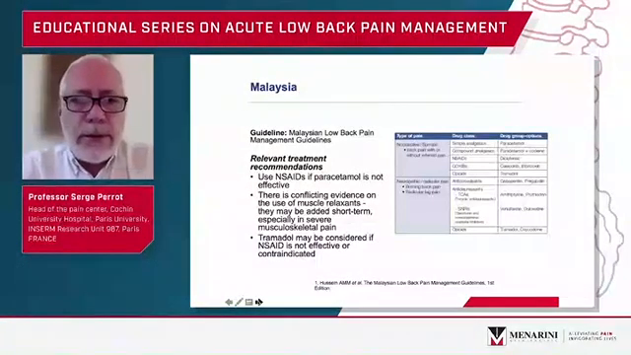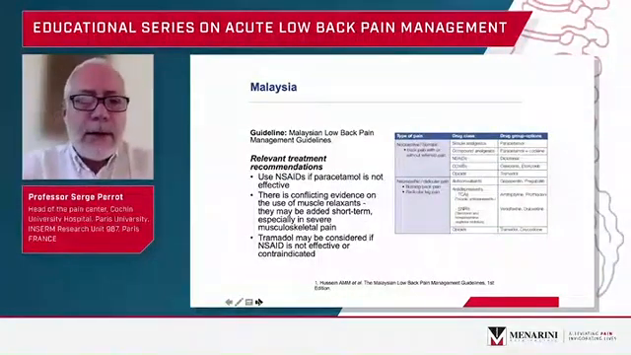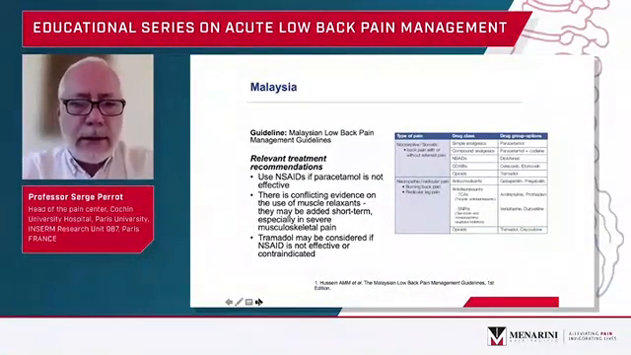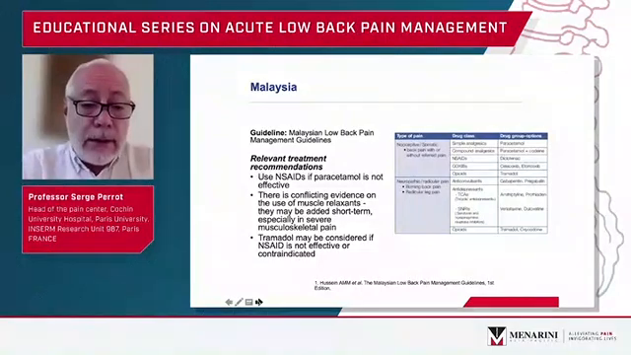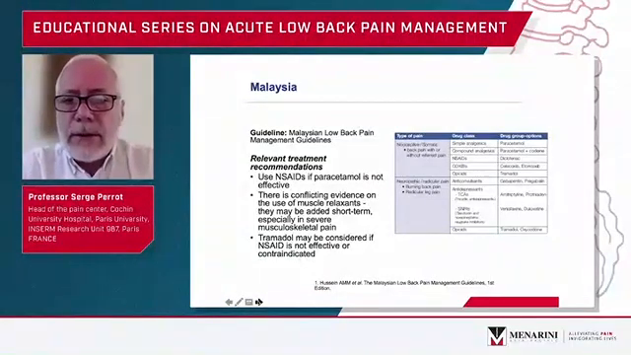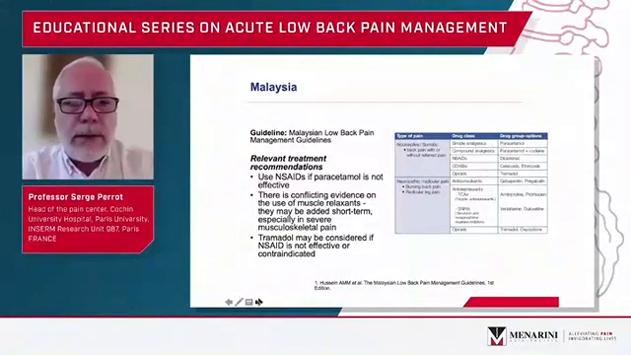And here you can also see a recommendation from Malaysia, the Malaysian low back pain management guidelines. Again, the use of NSAIDs if paracetamol is not effective is recommended, and tramadol may be considered if NSAIDs are not effective or contraindicated. So NSAIDs and tramadol are really the main drugs to use in acute back pain.